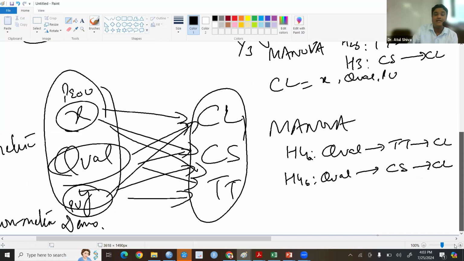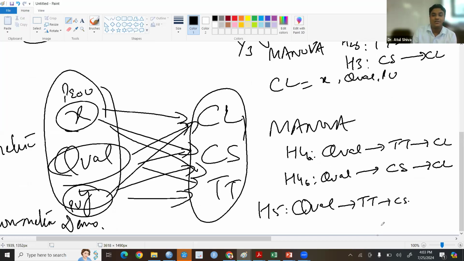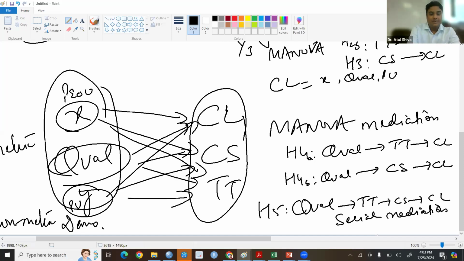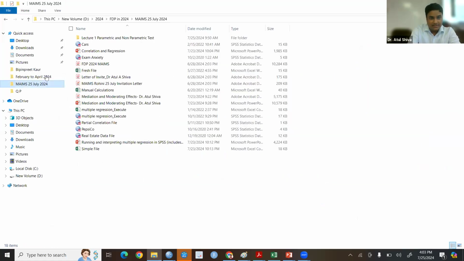mediation. And there is a fifth hypothesis also, H5. वो क्या है? Quality to trust to customer satisfaction to customer loyalty. This is hypothesis for mediation, and this is hypothesis for serial mediation. Right? Mediation, I have given you one PPT for mediation. Let me just quickly show you that mediation.